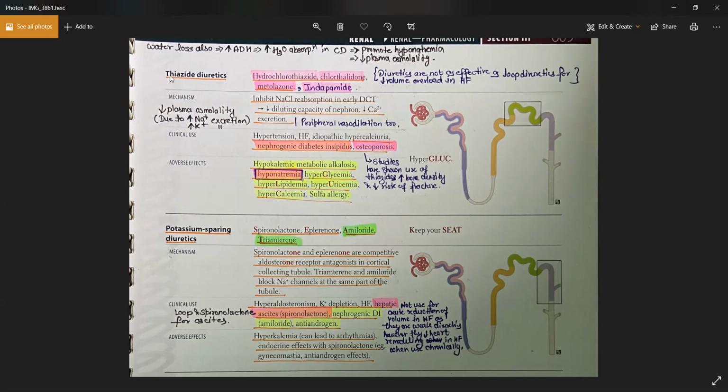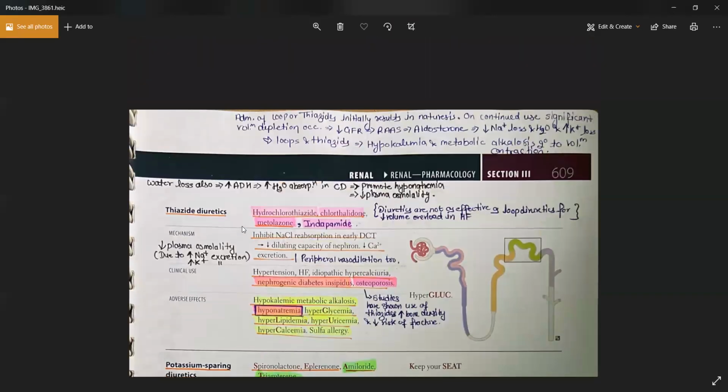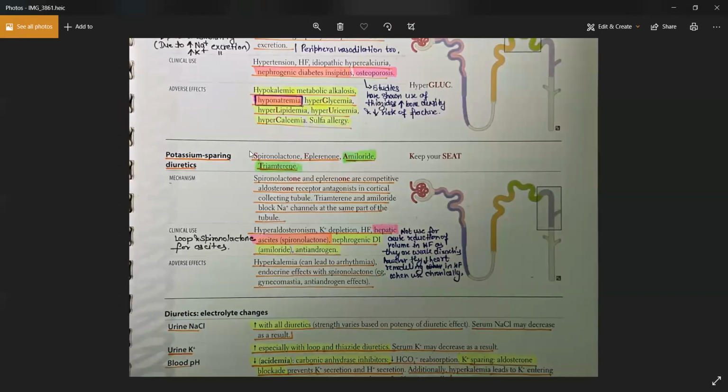So that's about my thiazides. Side effects: hypokalemia can happen, metabolic alkalosis, hyponatremia and hyperglycemia can happen. Remember that this is a hypercalcemic drug. Hyperlipidemia can also happen, hyperuricemia because of dehydration, hypercalcemia, and sulfa allergy can also happen. So these are all the things you will see with the thiazide diuretics. That would be all about it. Any doubt, please ask.